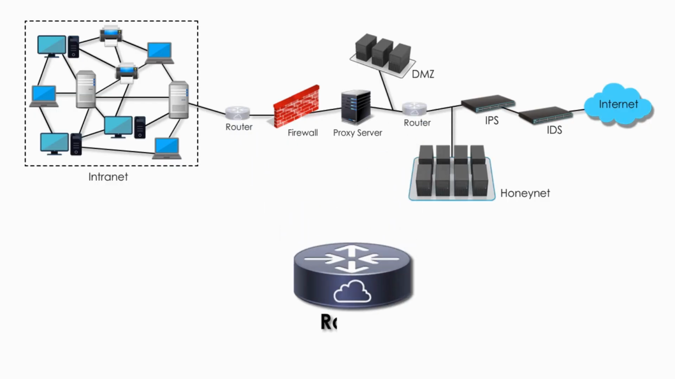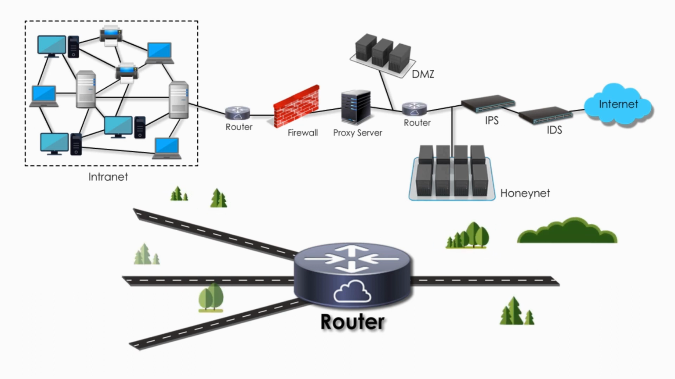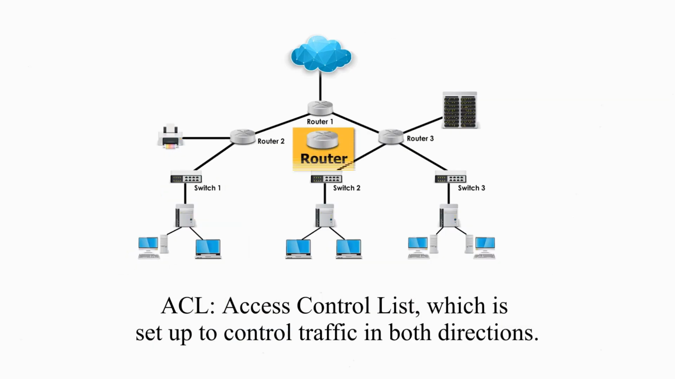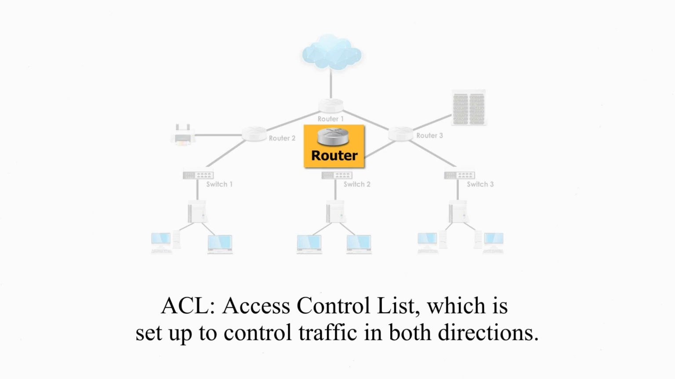A router is used to connect networks together, and its primary function is to deliver packets based on layer 3 IP address. This is the most important function of a router. I will have a separate video talking about routers. Today, I only focus on one of the router's security features, ACL. ACL stands for Access Control List, which is set up to control the traffic in both directions, incoming and outgoing.